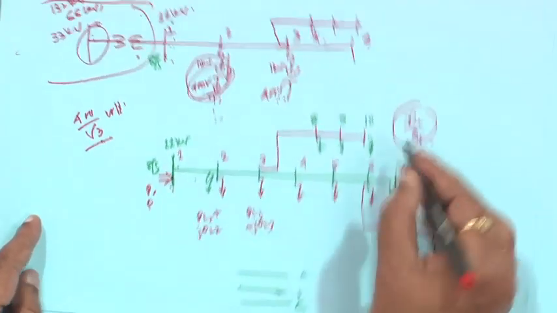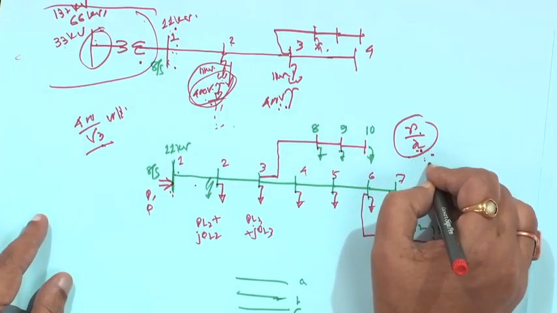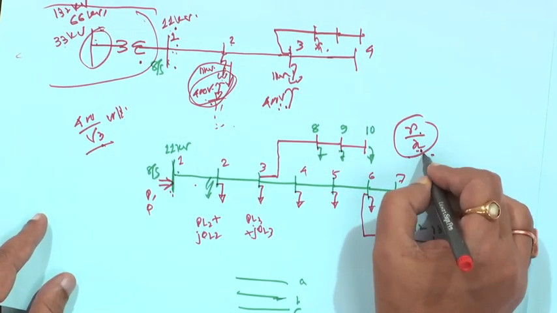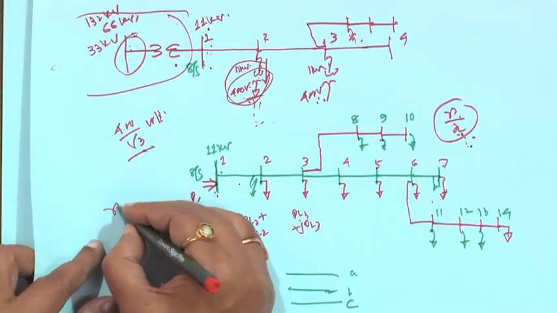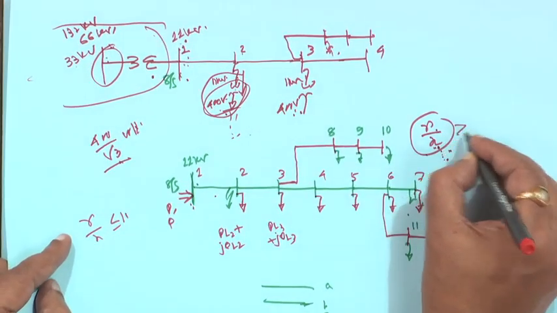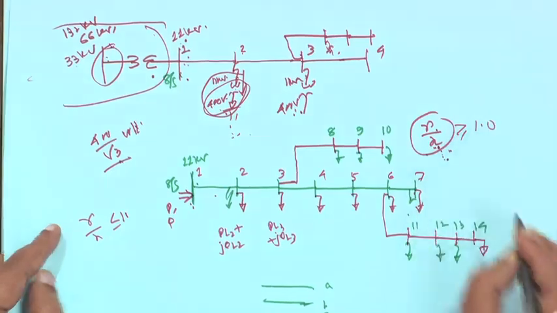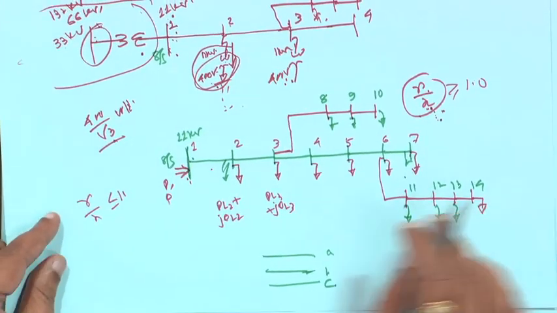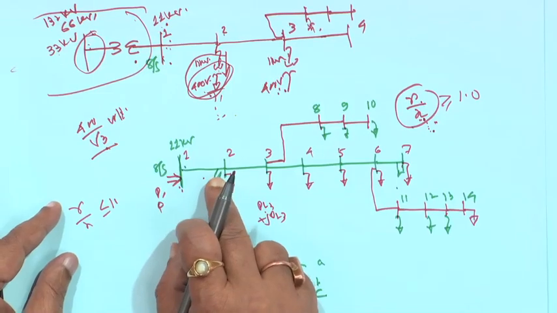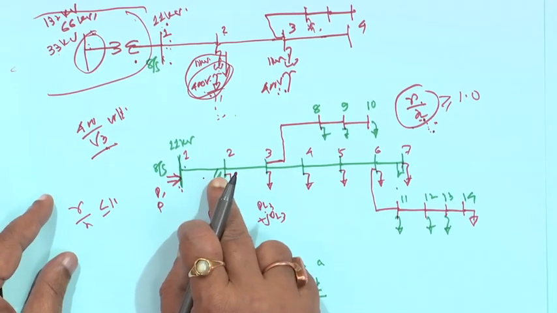So, R by X ratio in distribution system will be higher, it may be more than 1, it may be 2. Not like transmission system, where you will find in many cases it will be less than or equal to 1, but here you will find it will be greater than or equal to 1 on the distribution side. That means voltage drop will be higher in distribution lines because impedance will be higher. So, there will be voltage drop.